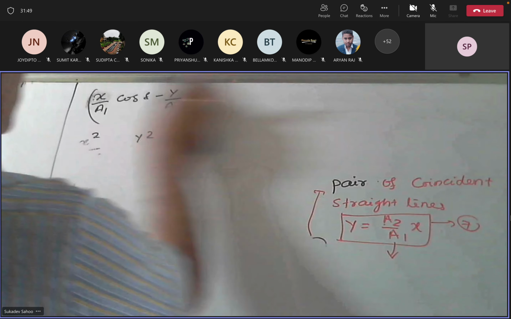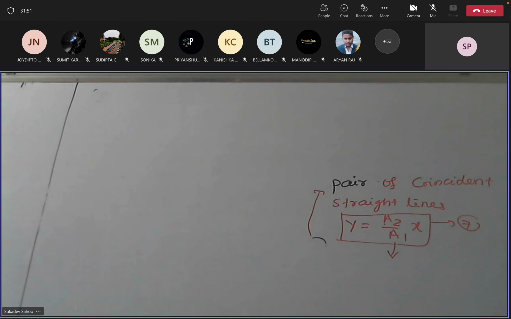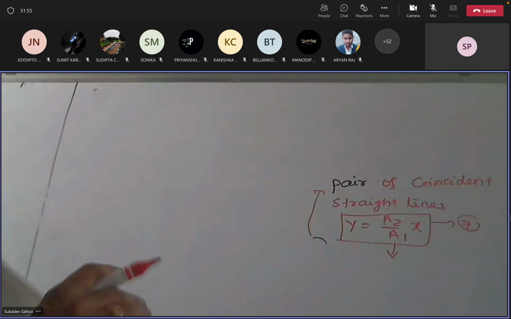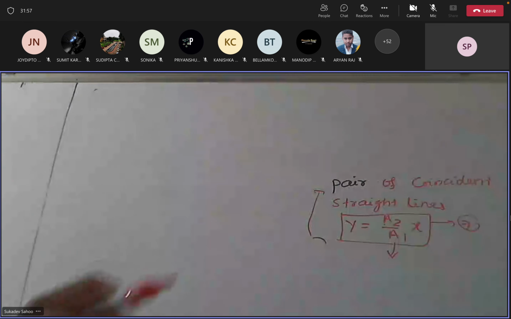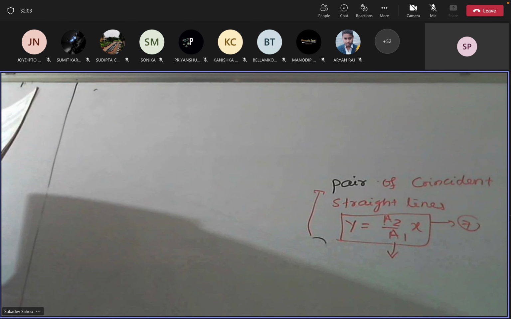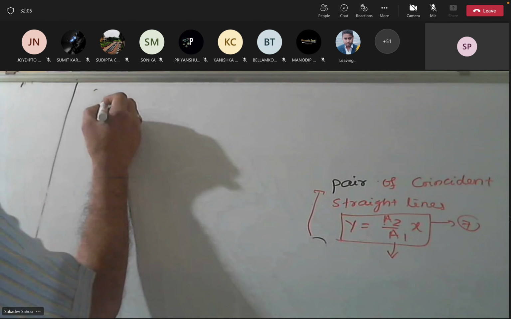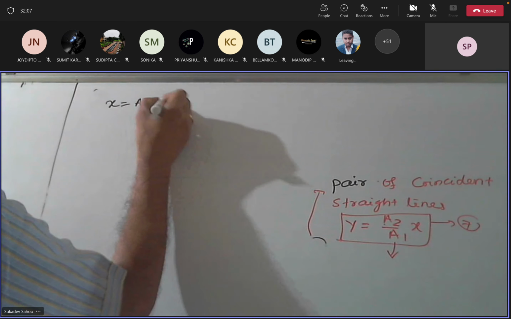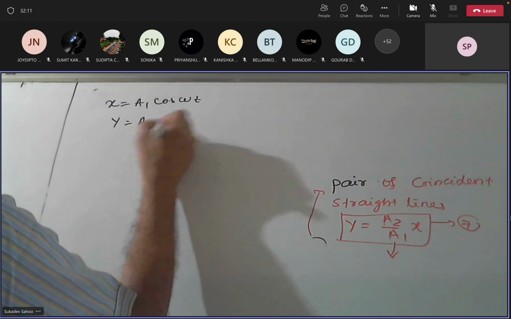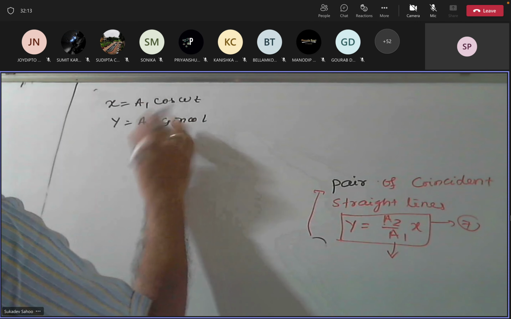In which direction or how the particle will propagate due to the simultaneous application of two perpendicular harmonic oscillations having the same frequencies and phase difference 0, that is delta 0. So when delta equal to 0, we can write x equal to a1 cos omega t and y equal to a2 cos omega t.